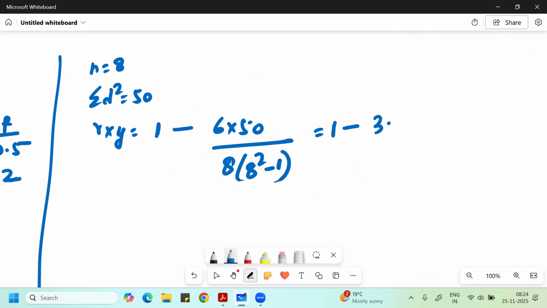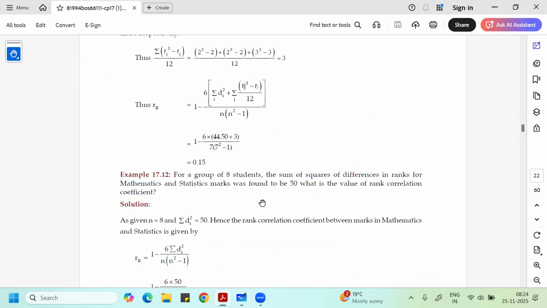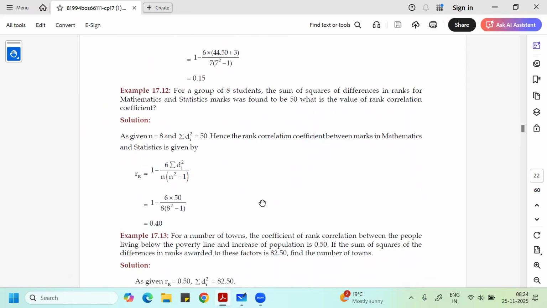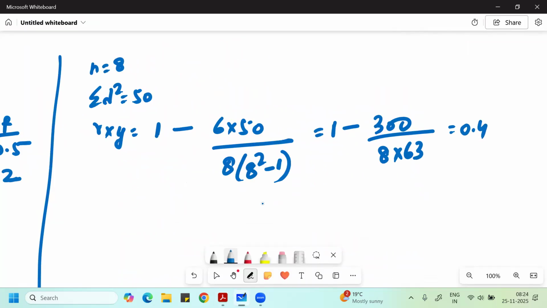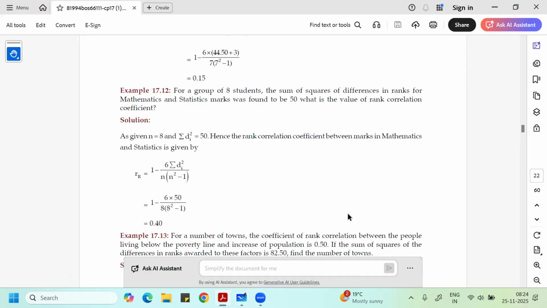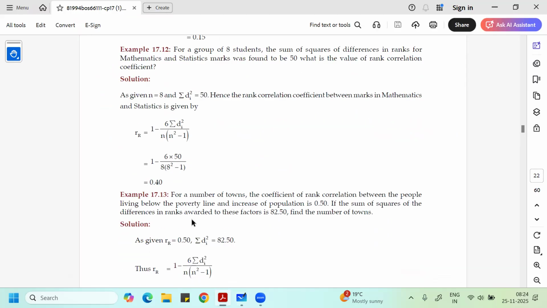So 1 minus 300 divided by 8 into 63. Solve this, you all have a calculator. You solve this, you can get the answer. When you do it, you will get the answer as 0.4. Clear? Similarly, in the next question, you have to find the n value.